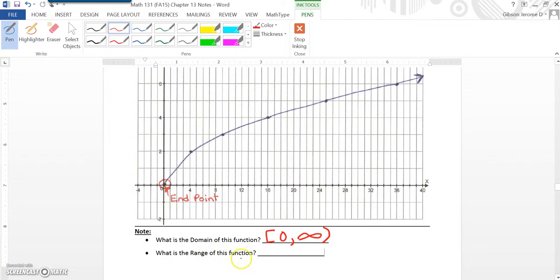Now we ask, what is the range of the function? We notice that our lowest value here for the y is 0. And it's included, so it'll be bracket 0. And if you notice, the graph keeps going higher and higher, so it will go to infinity.